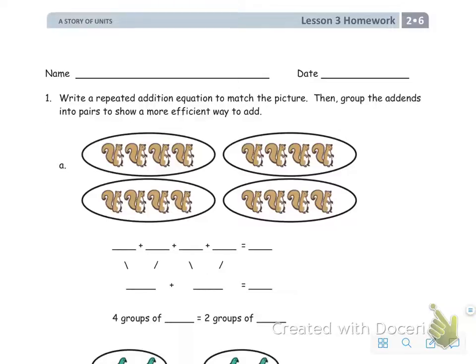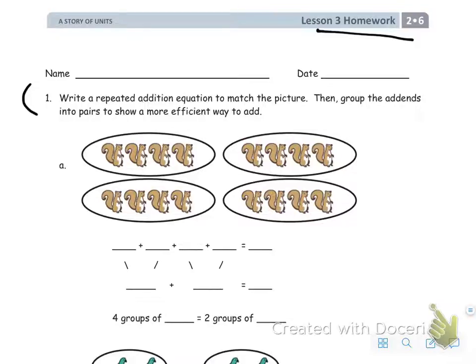All right, so this is now the homework. So if you're watching this during class, you need to go ahead and pause and continue working on your problem set if that's what you're doing right now. So we have right here that we need to write a repeated addition equation to match the picture, then group the add-ins into pairs to show a more efficient way to add. And so really this is all about efficiency, all right?